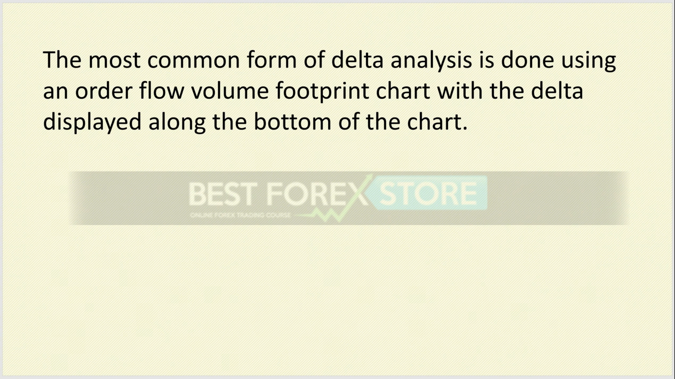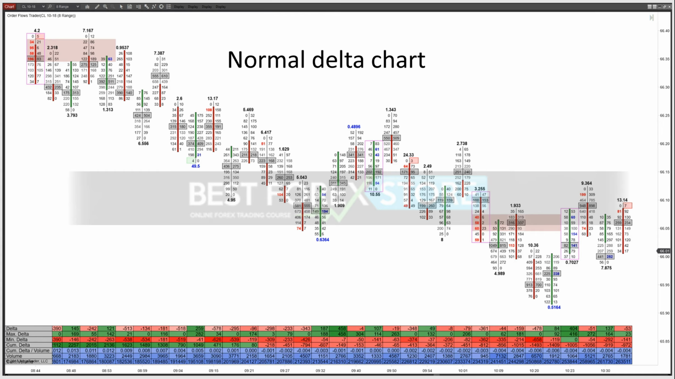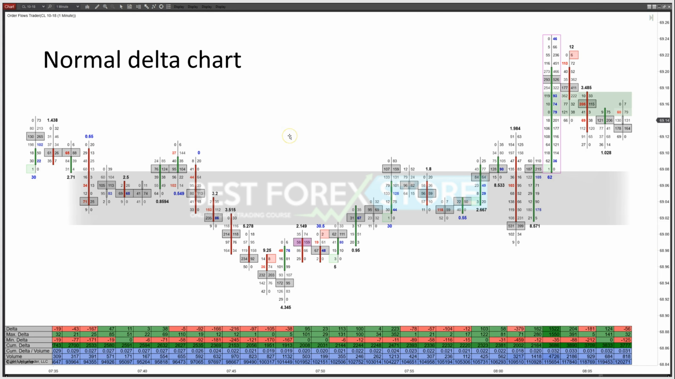Now, the most common form of delta analysis is done using an order flow volume footprint chart with delta displayed along the bottom of the chart. And this is how it looks, right? You have your normal bar chart with your bid-ask data in there, and you have the delta, max delta, min delta, cumulative delta divided by volume, and total volume. In the next lesson, I'm going to discuss all these pieces of information: delta, max delta, min delta, cumulative delta, etc. But this is how it looks on a normal bid-ask footprint chart. Okay, and you can see it just displayed along the bottom.